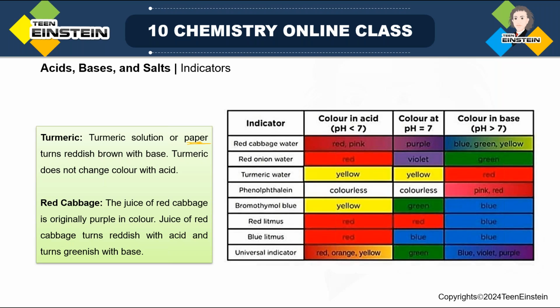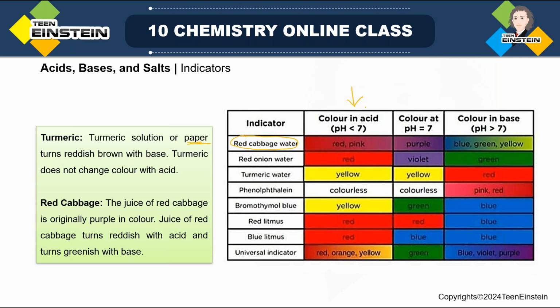So here we have different types of indicators in this table. Let's talk about this red cabbage water. When it is acidic, that is pH below 7, the color is red pink, and at neutral it is purple, which is its original color, and in basic it gradually changes to blue, green, and if it is very basic then it is yellow.